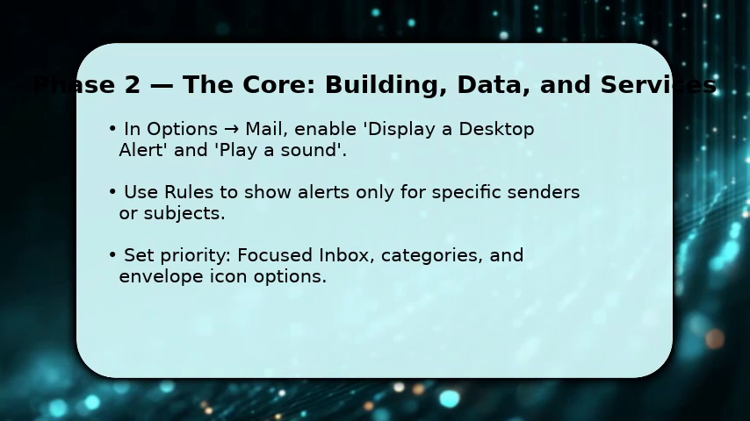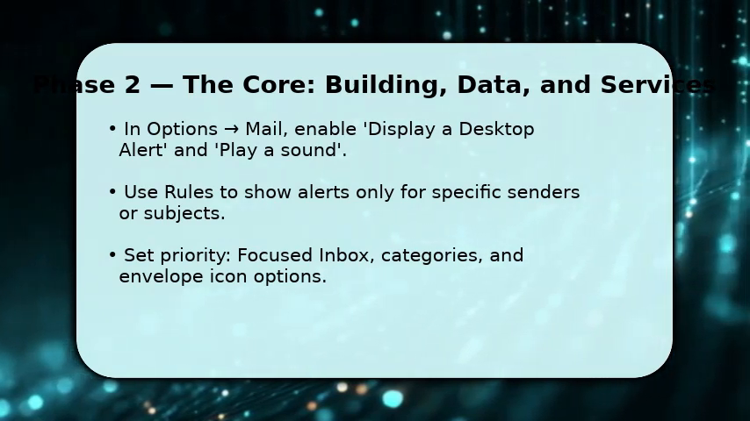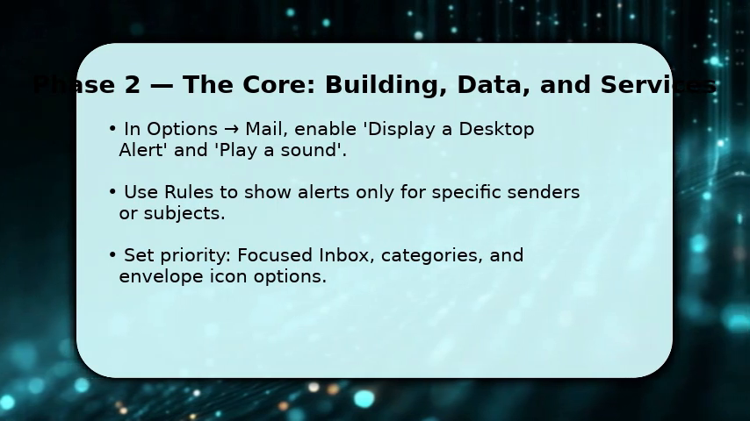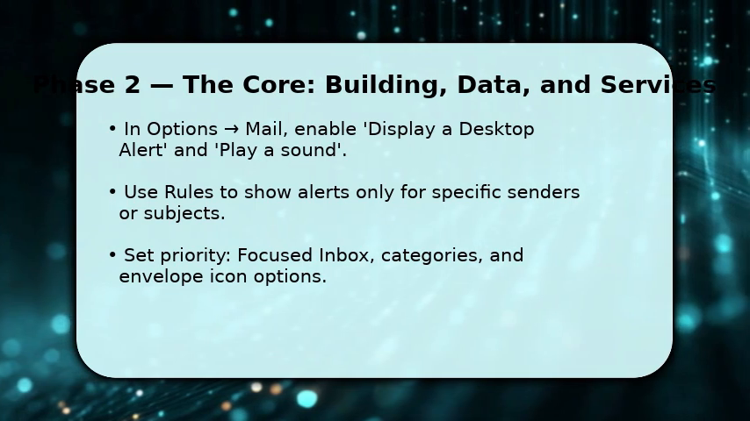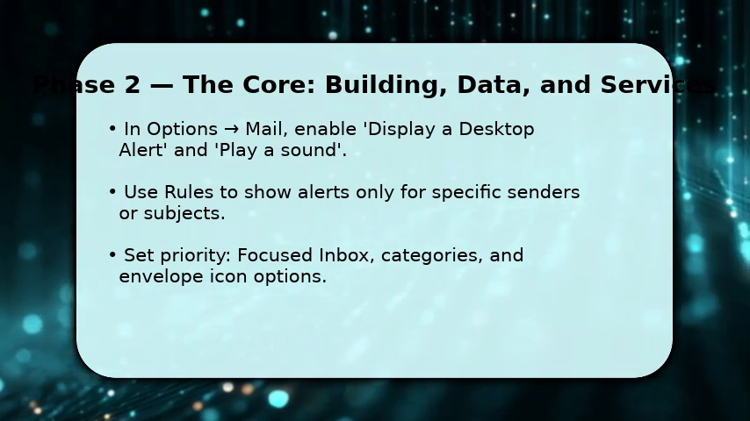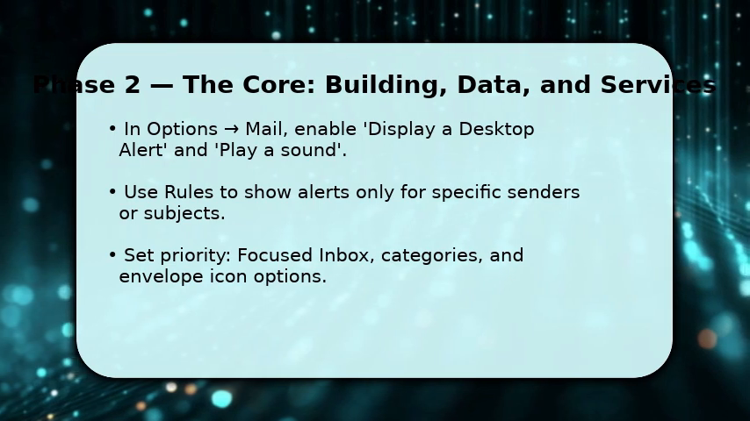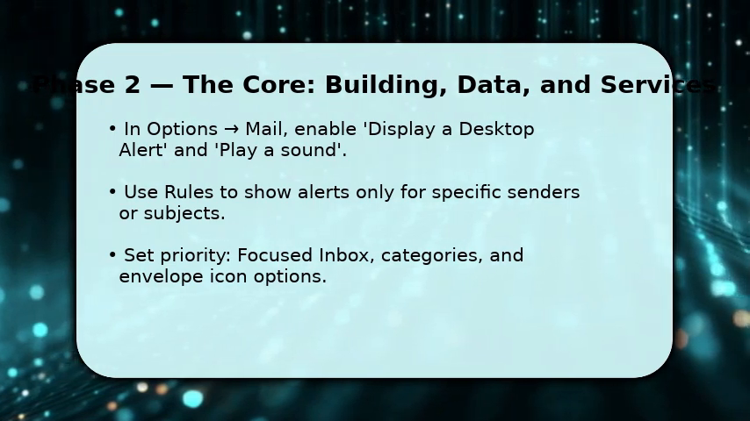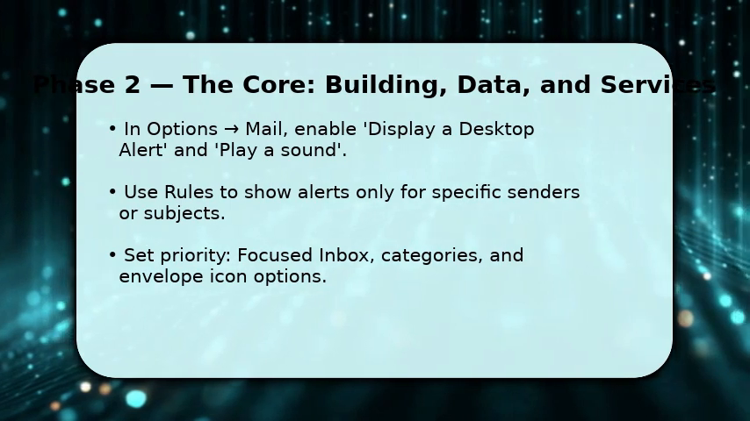Once in Mail Options, check Display a Desktop Alert and play a sound so incoming messages produce a banner and noise. Next, create a rule for high-priority senders or subjects to trigger alerts only when it matters. That reduces noise and keeps you responsive. Make sure focused inbox settings match your alert goals. Messages routed to other might not show expected banners.